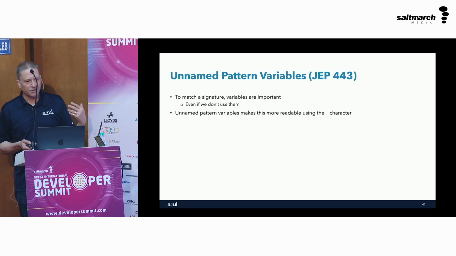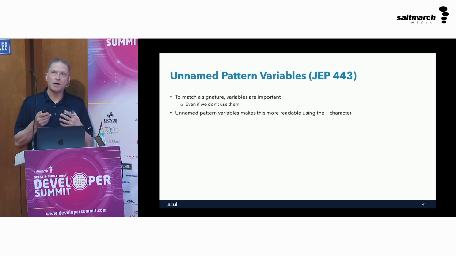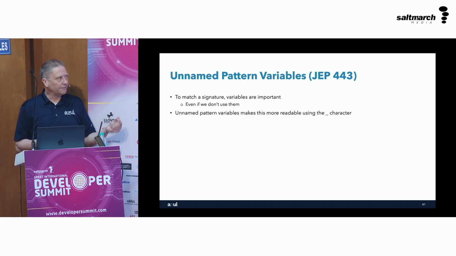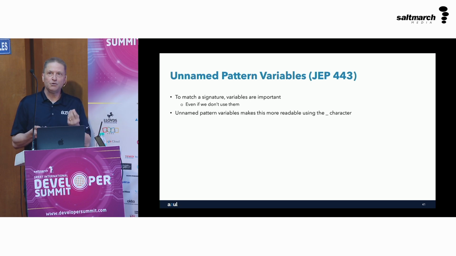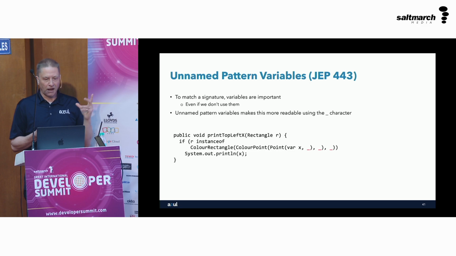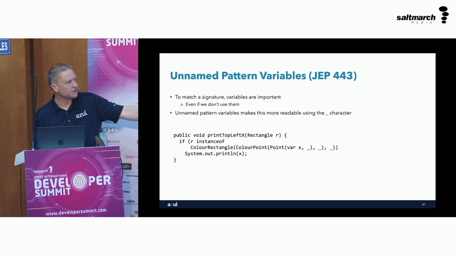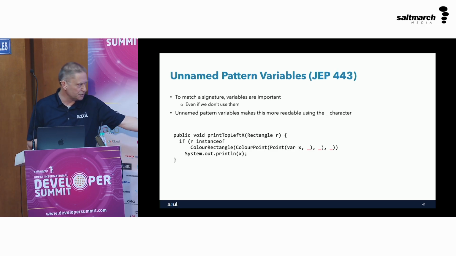So then they introduced the idea of unnamed pattern variables. This is another form of pattern matching, where we have the unnamed pattern match, where we don't care about something. And we can basically say, use the underscore character to represent something that we don't care about. And now it looks like this. So we say instance of color rectangle, color point, var X, because we do actually want X, so we need a reference to it because we want to use it to print it out.